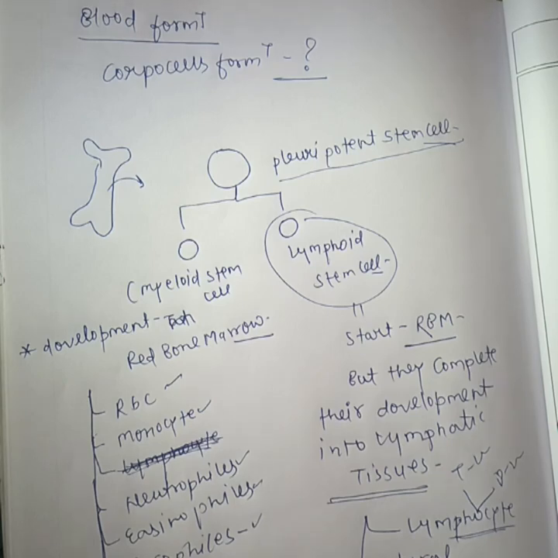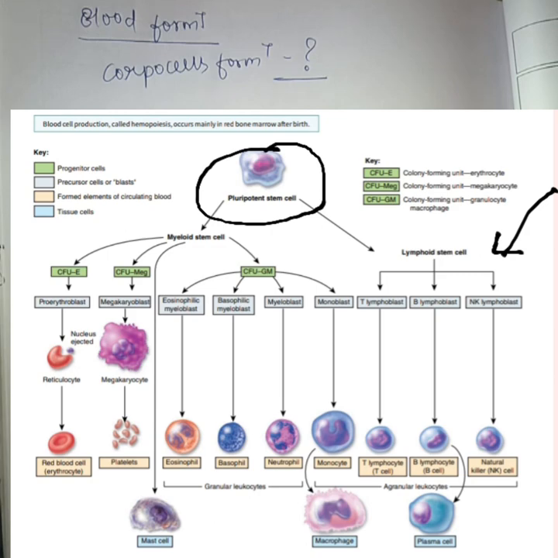In the lymphatic system, lymphoid stem cells start their development in the red bone marrow, but they move into the lymphatic tissues and complete their development there. After the completion of their development, they produce lymphocytes and natural killer cells. The lymphocytes are further divided into T lymphocyte and B lymphocyte.